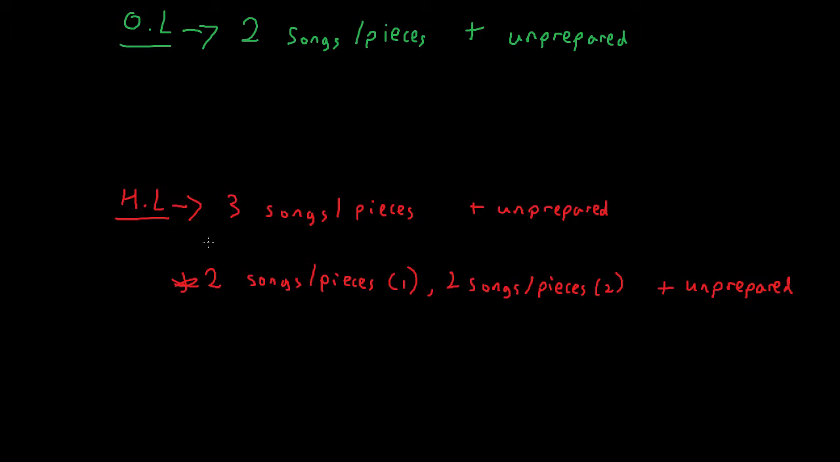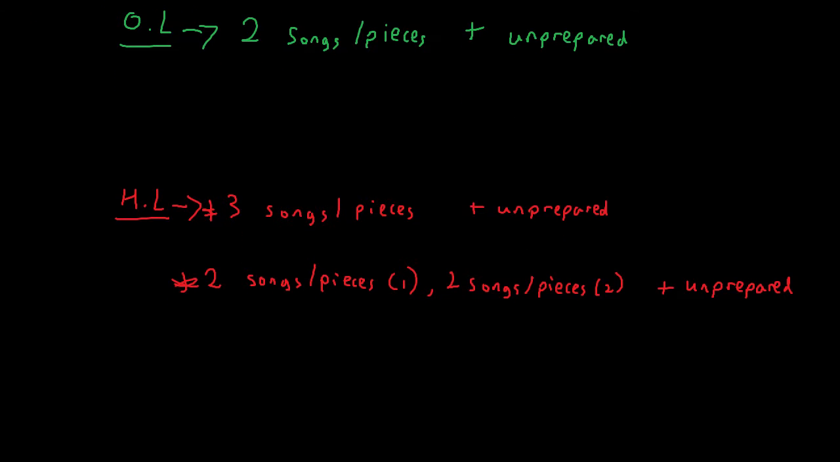So for example, if you play 2 instruments to an ordinary level standard, you might take this option. If you play 1 instrument but to a standard of much higher than ordinary level, you might choose to take this option where you do 3 songs or pieces on 1 instrument and your unprepared. That's the main difference between the ordinary level and higher level exams.